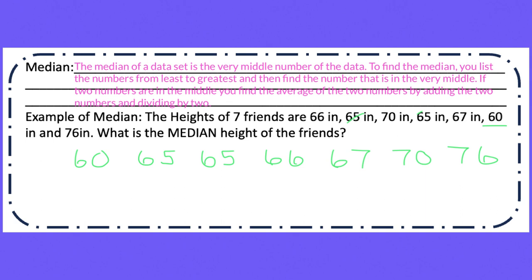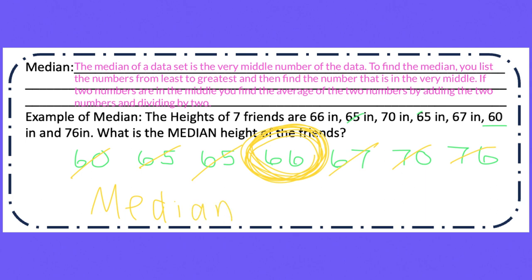Now we're going to work our way from the outside in to find the middle number. 60 and 76 are on the very outside. Then if we work our way in one more, that's 65 and 70. Then we have 65 and 67. That means 66 is the number in the very middle of our data set. So the median is 66.